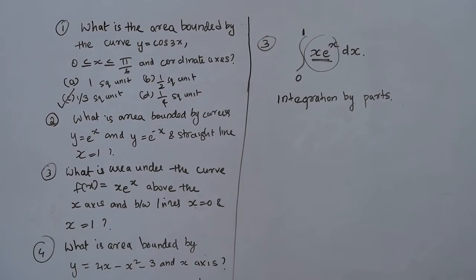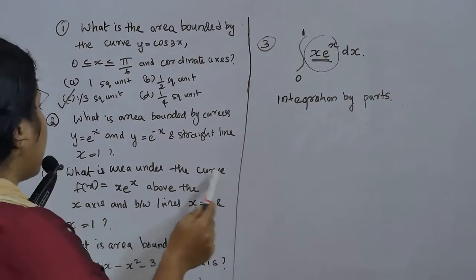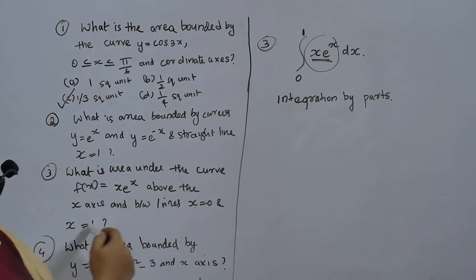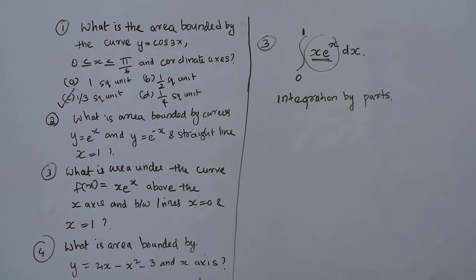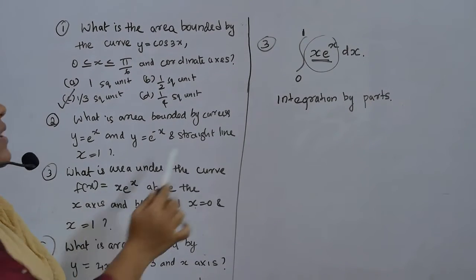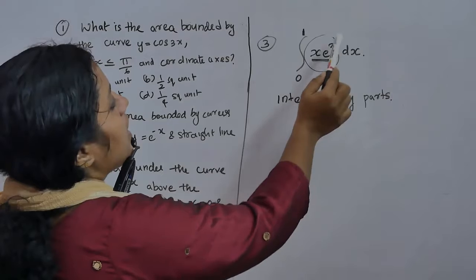What they are telling is: what is the area under the curve f of x is equal to x e raised to x above the x-axis and between lines x equal to 0 and x equal to 1. So it's clear that the limit is 0 to 1. The function is x e raised to x. So integral 0 to 1 x e raised to x dx.